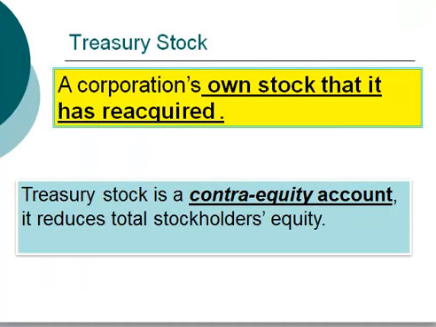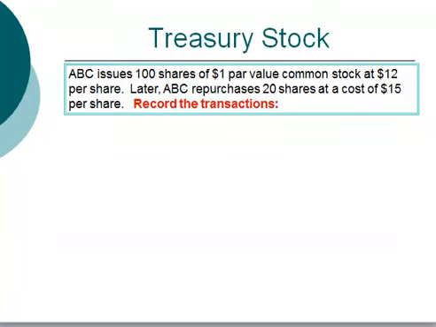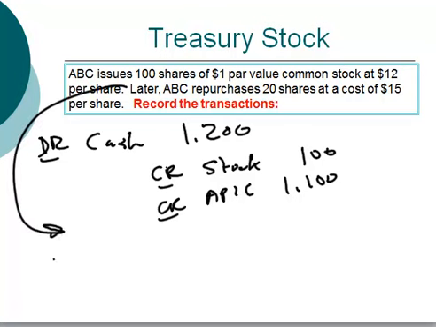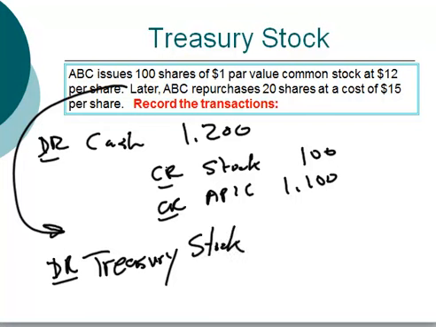Treasury stock represents a corporation's own stock that it has reacquired. Treasury stock is a contra-equity account that reduces total stockholders' equity on the balance sheet. Let's examine the transactions related to treasury stock. If ABC issues 100 shares at a price of $12 per share, the company would receive $1,200 of cash. We're going to credit common stock at its par value, and we're going to credit additional paid-in capital for the excess. Later, when the company reacquires shares, we're going to record our contra-equity treasury stock, and we're going to credit cash for the amount paid.